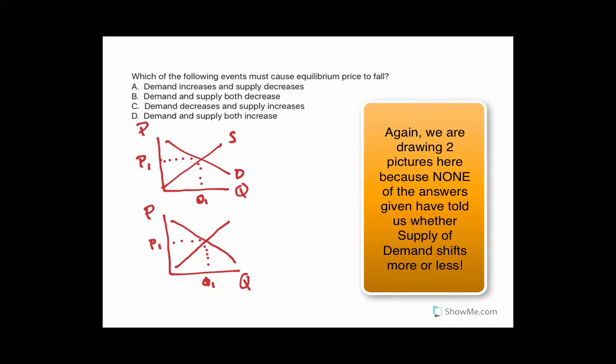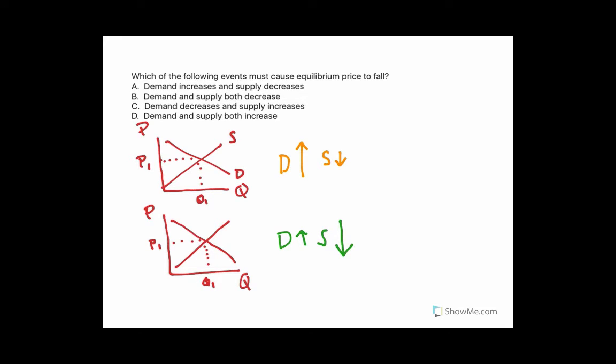We're going to consider two options. One, that demand increases by a large amount and supply decreases by a little. And two, that demand increases by a small amount and supply decreases by a lot. And we're going to find that in these two situations, it can change what the equilibrium price looks like.